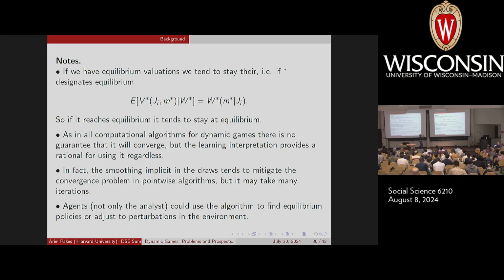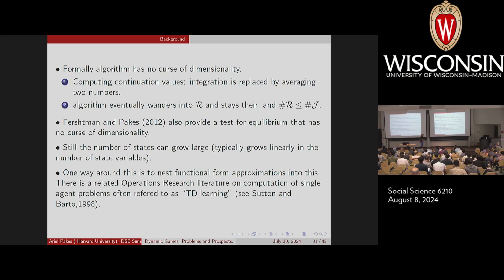Okay, so this is an equilibrium. Agents could use the learning theory that I just showed you to get there. What's interesting about this algorithm is that, at least formally, it has no curse of dimensionality, because the recurrent class doesn't necessarily increase with the number of firms or the number of states. It can stay constant.